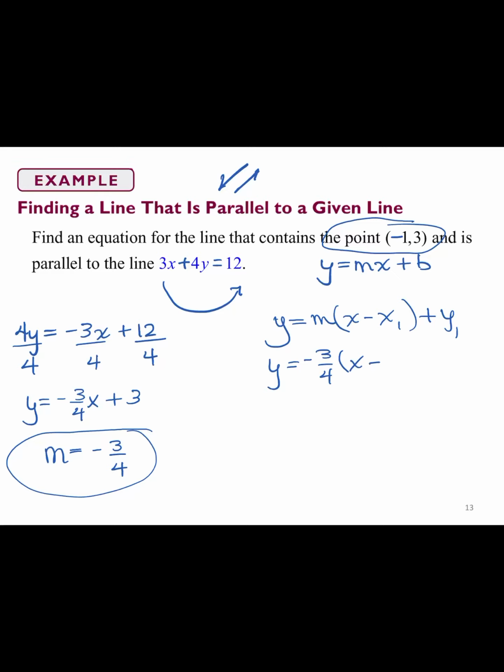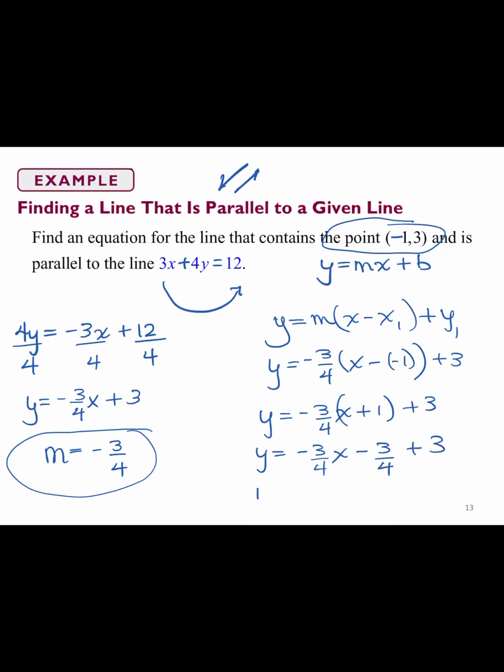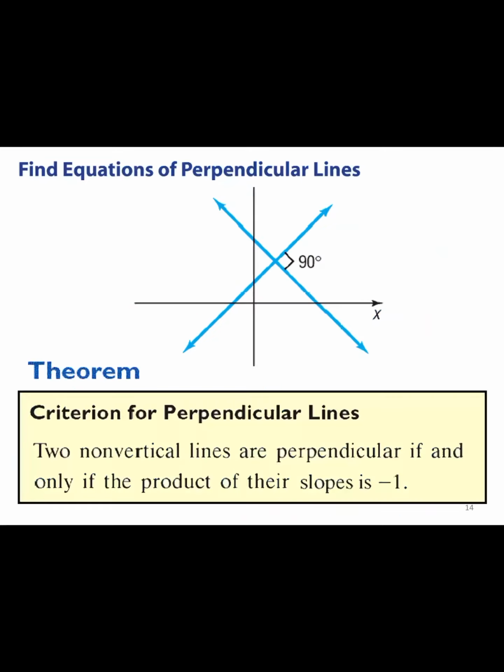So we have y equals -3/4 x minus the x value of -1 plus the y value of 3, and simplify. y equals -3/4 x plus 1 plus 3. Distribute: y equals -3/4 x minus 3/4 plus 3. Final simplification: y equals -3/4 x, and 3 is the same thing as 12/4, so that would be plus 9/4. There's another way you can do this using slope-intercept form, but I'm only going to show you this one way so that I don't confuse you.